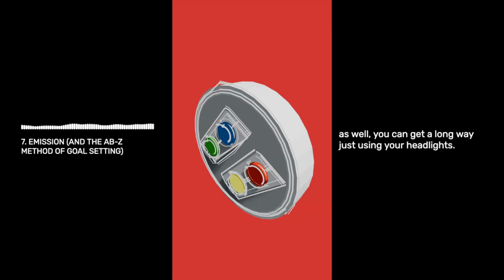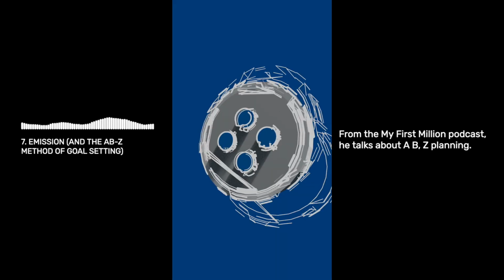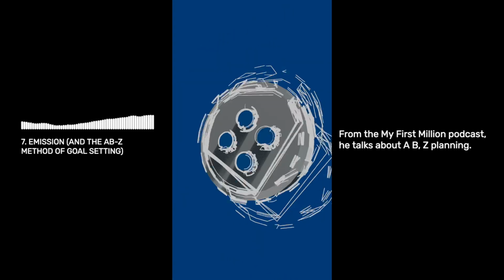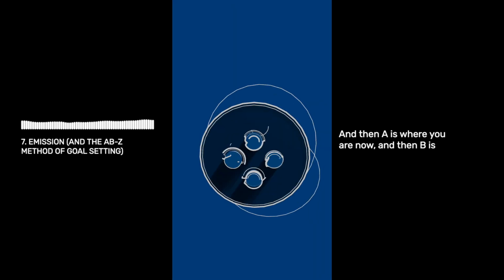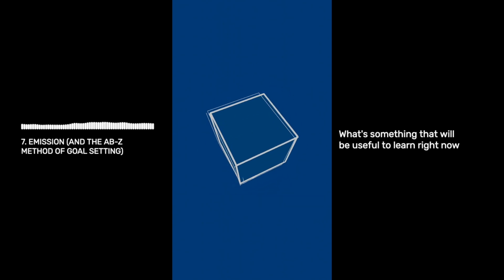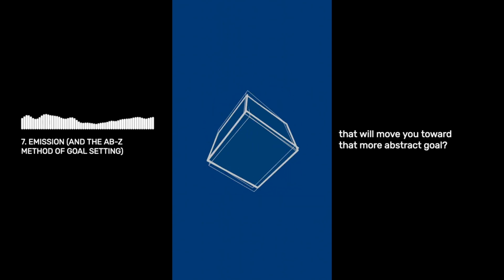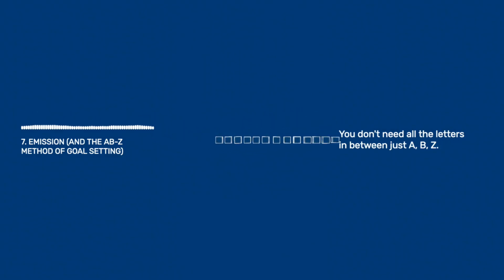Just a different way to put this is, I've heard Sean Puri from the My First Million podcast. He talks about A, B, Z planning. So Z is kind of the end goal that you have in mind. And then A is where you are now. And then B is kind of just the next step. So what's the next step? What's something that will be useful to learn right now that will move you toward that more abstract goal? You don't need all the letters in between, just A, B, Z.